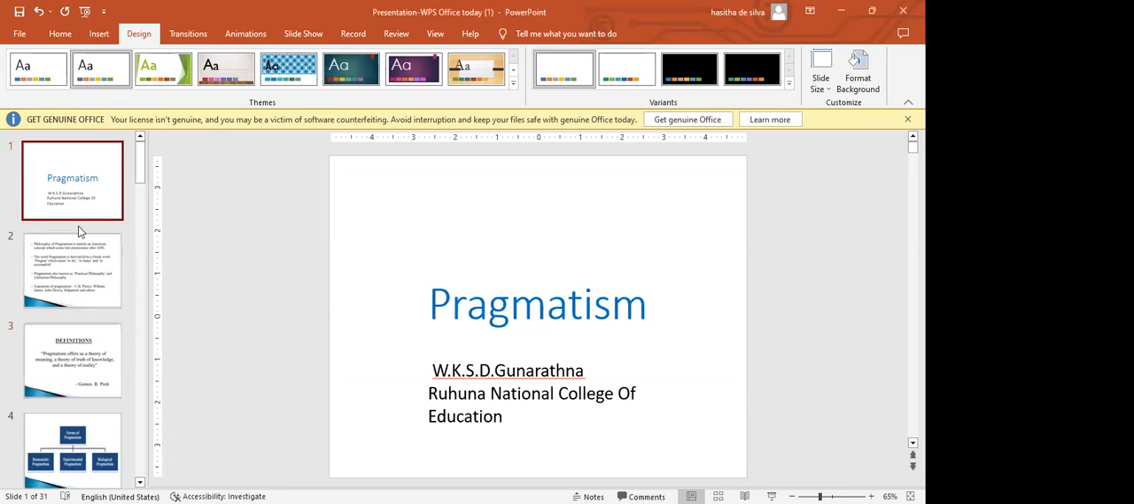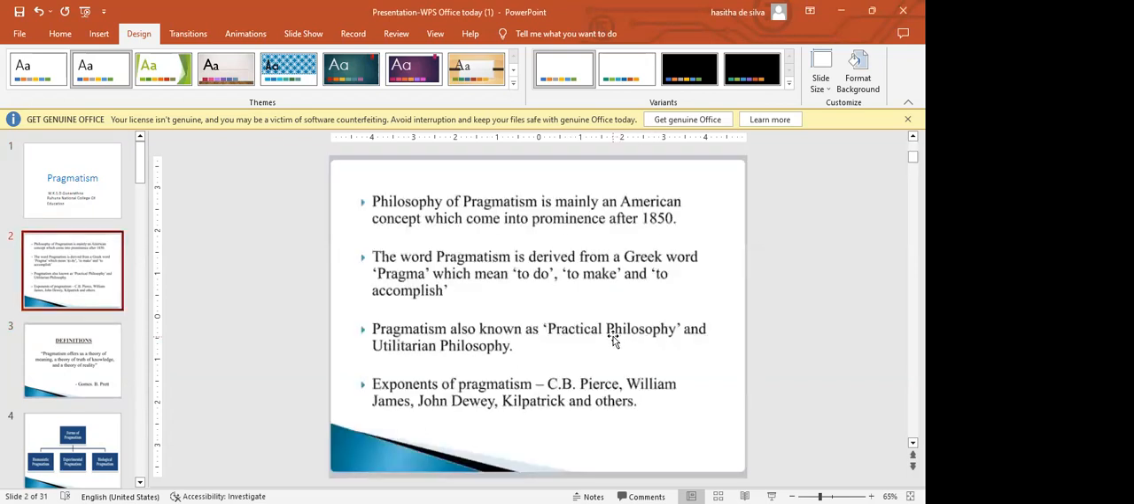Okay, from the beginning of our lecture, this is slide 1 and this is slide 2. You can read it. I discussed earlier the philosophy of pragmatism is mainly an American concept which came into prominence after 1850, late 19th century. The word pragmatism is derived from a Greek word, pragma, which means to do, to make, and to accomplish. There are three meanings for that word. Pragmatism, also known as practical philosophy, has exponents such as Peirce, William James, John Dewey, Kilpatrick.